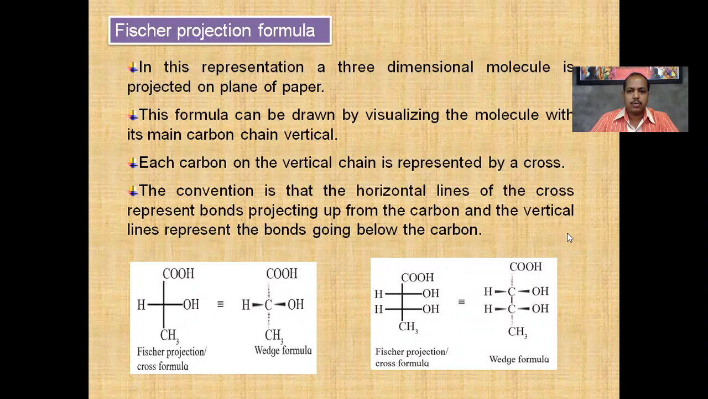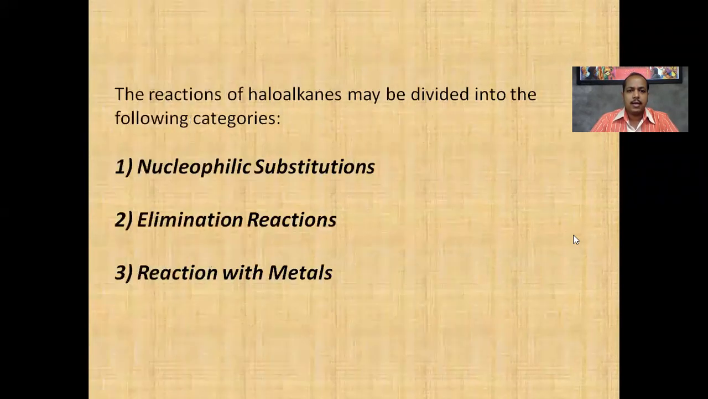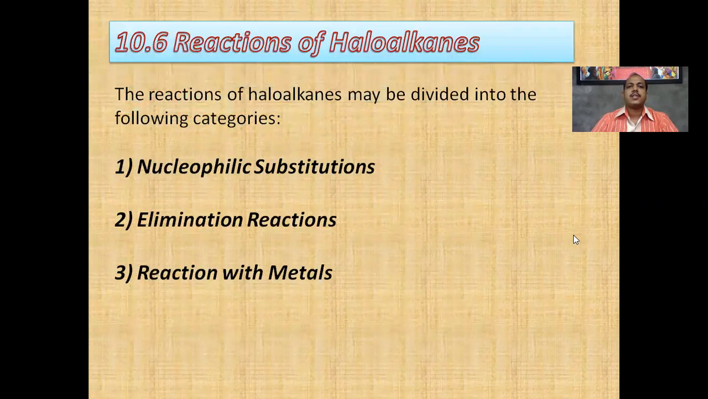Now next important point we have to see, that is reactions of haloalkanes. Haloalkanes are very reactive compounds. They give various types of reactions with various reagents. Now generally 3 categories of reactions are observed, that is nucleophilic substitution reaction, elimination reaction, and reaction with metals. Now these reactions we have to study in detail and one by one.